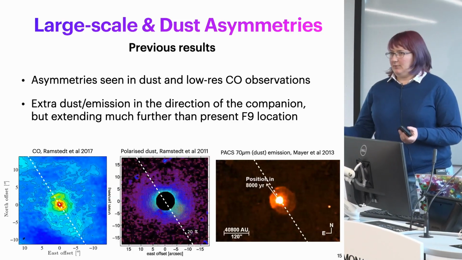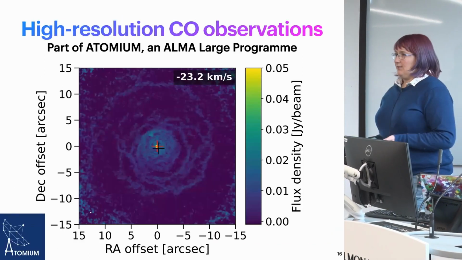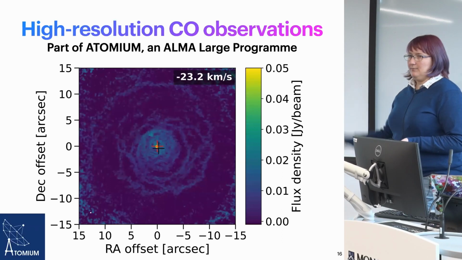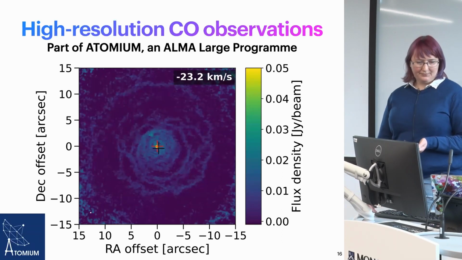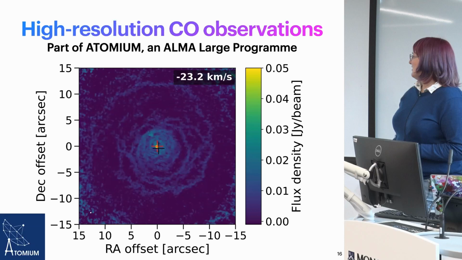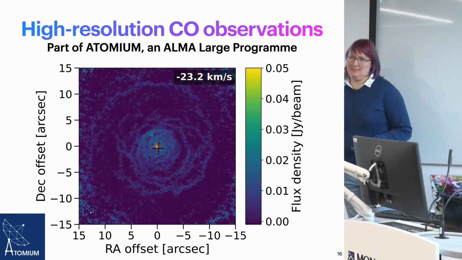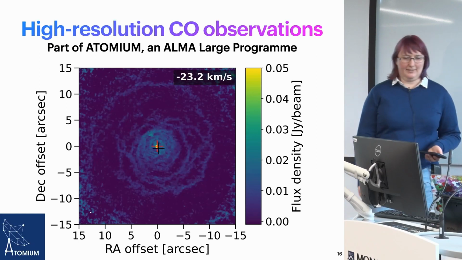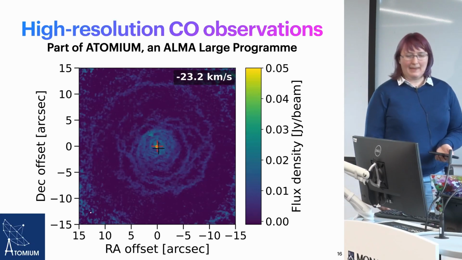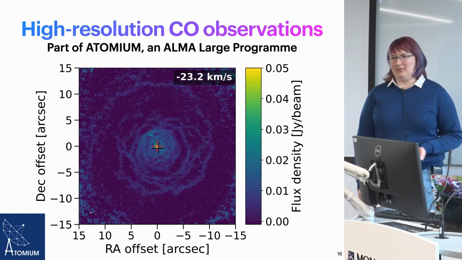So I said I'll be showing higher resolution observations. This comes from the ATOMIUM Large Programme. This is the central channel of CO emission. That velocity is just, well, it's the closest channel we have to the systemic velocity of the star. And there's a lot going on there.